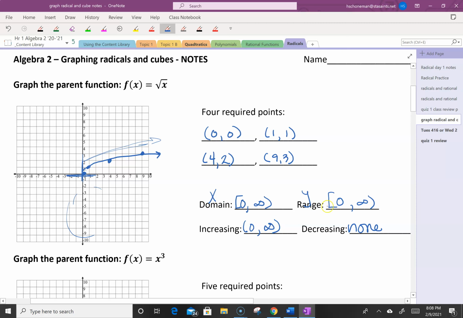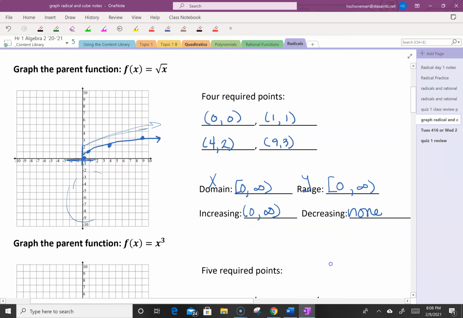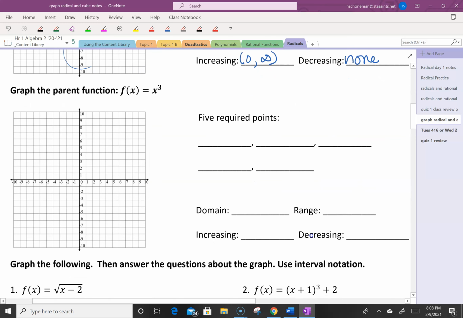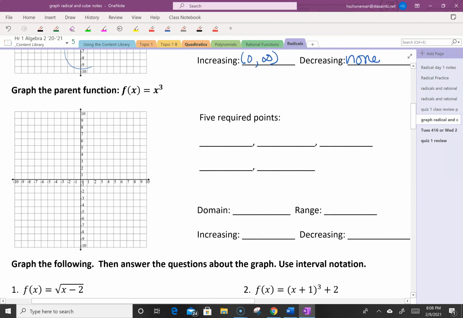Now, on the domain and range, I put brackets because those are talking about points that are included. The reason I put parentheses on the increasing is because at 0 the graph is neither going up nor down, and so this is just where it starts the trend of going up. So that's why we do a parentheses, not a bracket, and it'll always be that way on increasing and decreasing.